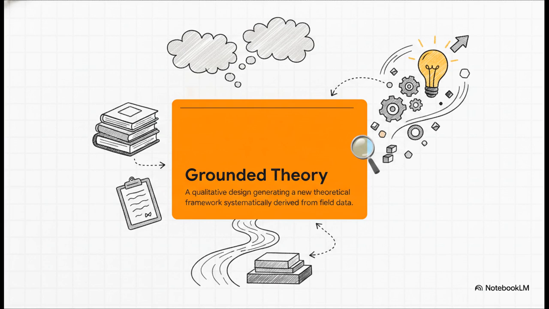Developed back in 1967 by sociologists Barney Glaser and Anselm Strauss, grounded theory isn't just a qualitative design that broadly describes a phenomenon. Its ultimate purpose is to generate a new, explanatory theoretical framework derived systematically from field data. The end product? It's not just a descriptive summary. It's a highly useful explanatory model that genuinely fits and works out there in the real world.